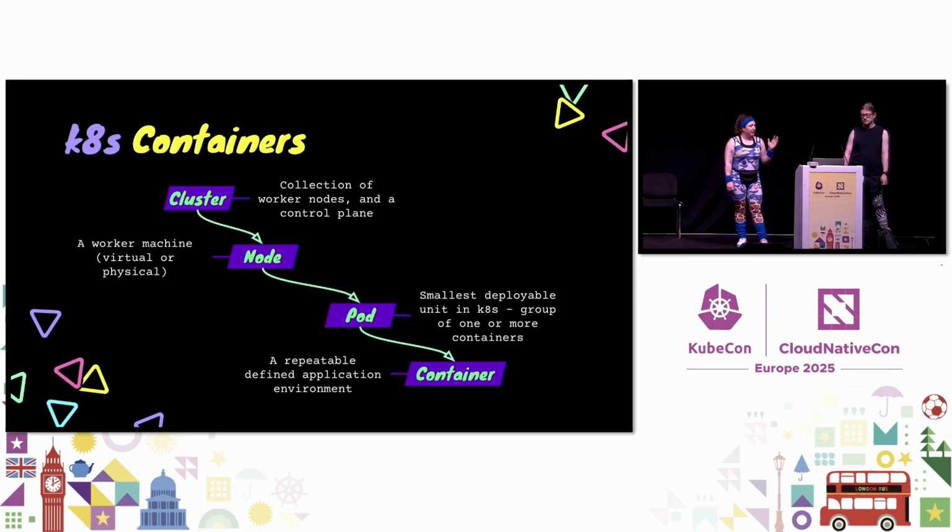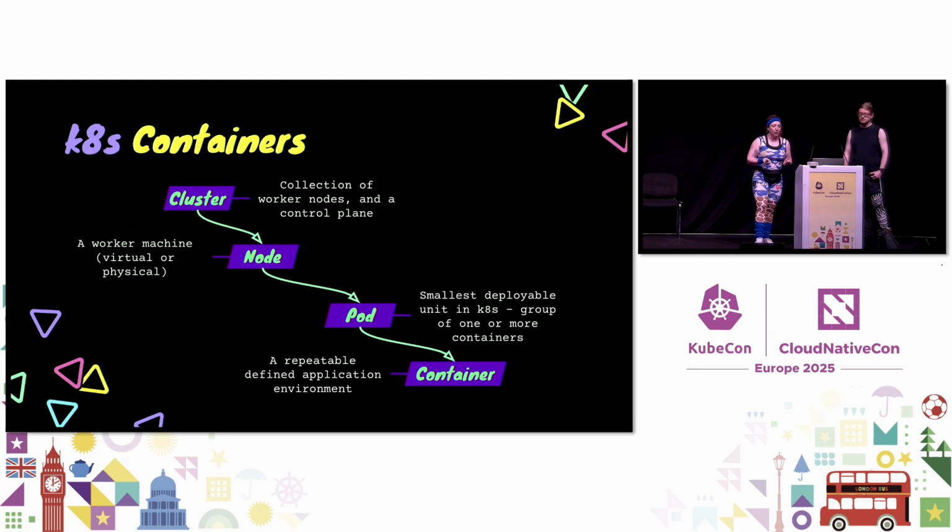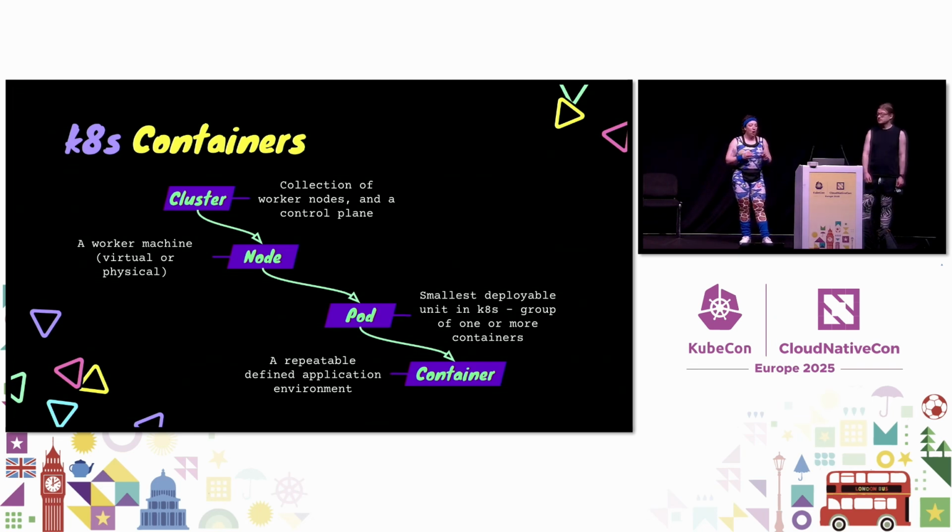At the very top, we've got the cluster. That's where everything lives. That's right there, a collection of worker nodes. Then we've got the node. These are your workers. They can be virtual or in the cloud. And then we've got the pod. This is the smallest deployable resource in Kubernetes, and this is where your applications live. And then finally, we've got the container, which is a lightweight unit that contains all the components needed to run an application, such as the application code, runtime, libraries, and configuration.